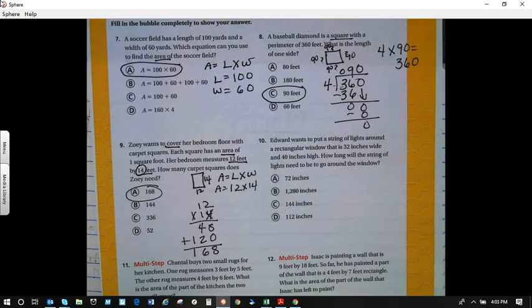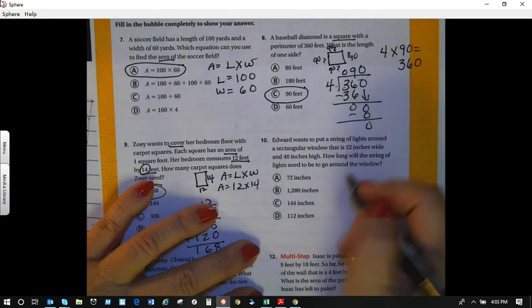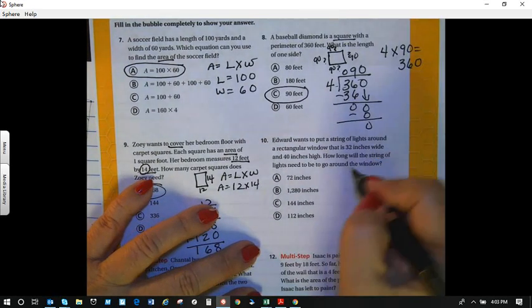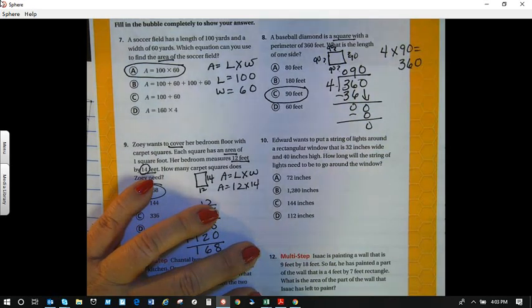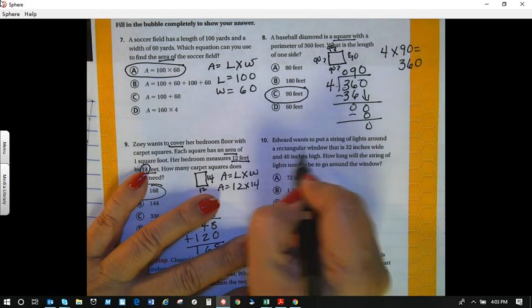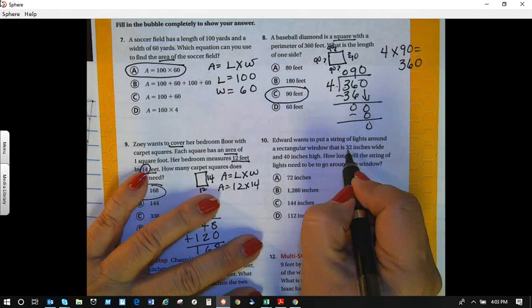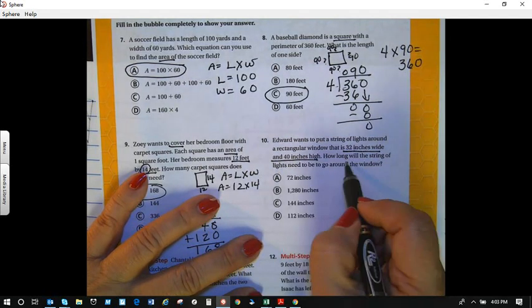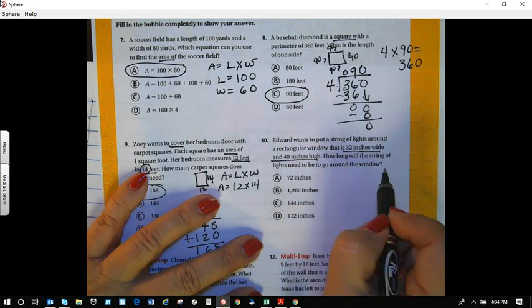Number 10. Edward wants to put a string of lights around a rectangular window that is 32 inches wide and 48 inches high. All right, well, I have a string of lights on my back patio around the canopy, so remember that's the perimeter, so we're looking at the outside of it. How long will the string of lights need to be to go around the window?